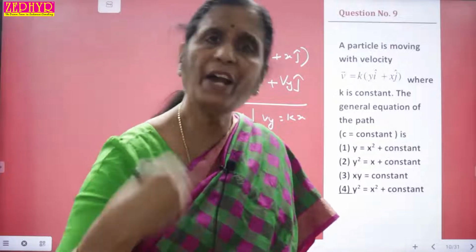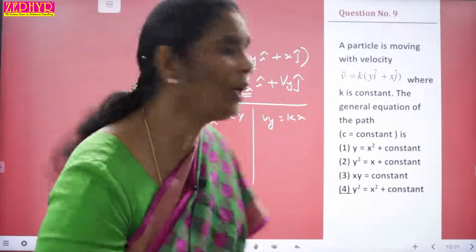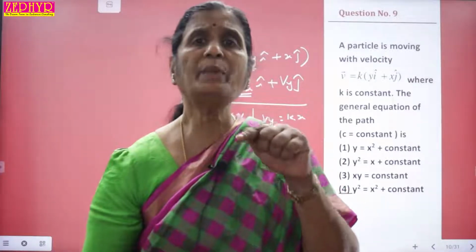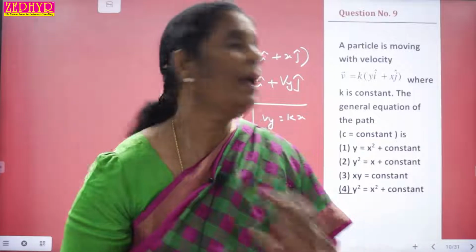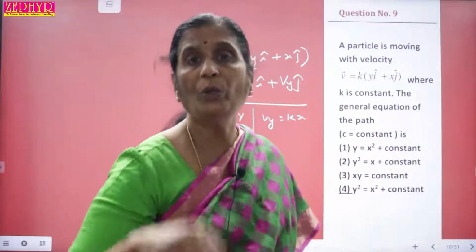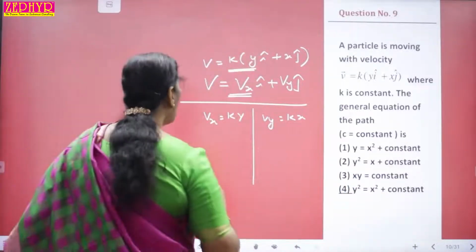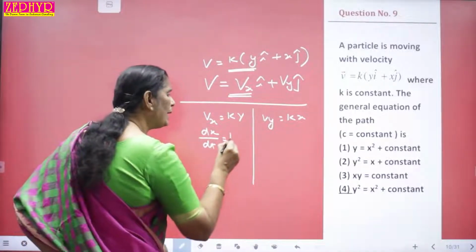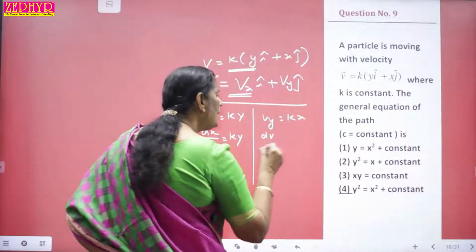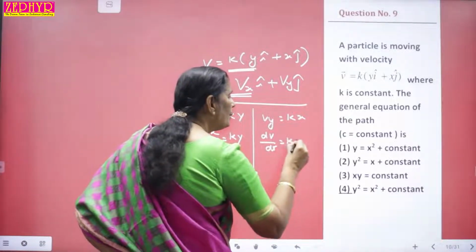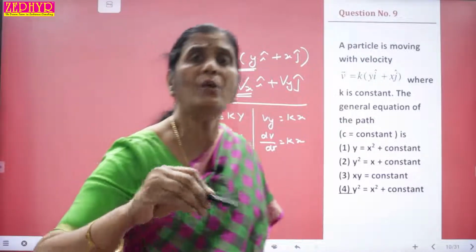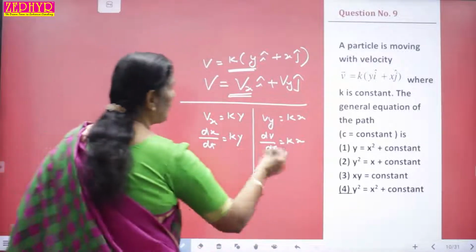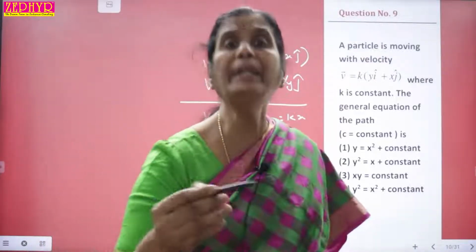After collecting the data we have to start thinking what has to be done. Shall I write this as dx by dt? No. If you write dx by dt, you will get time later, but in the answer there is no time. So don't write dx by dt. Then what do you have to do? dx by dt will be ky and dy by dt will be kx. But don't integrate it. If you integrate it, you will get a time function. But in the answer, there is no time. So what you have to do? Divide both. If you divide dx by dt and dy by dt, t will get cancelled.